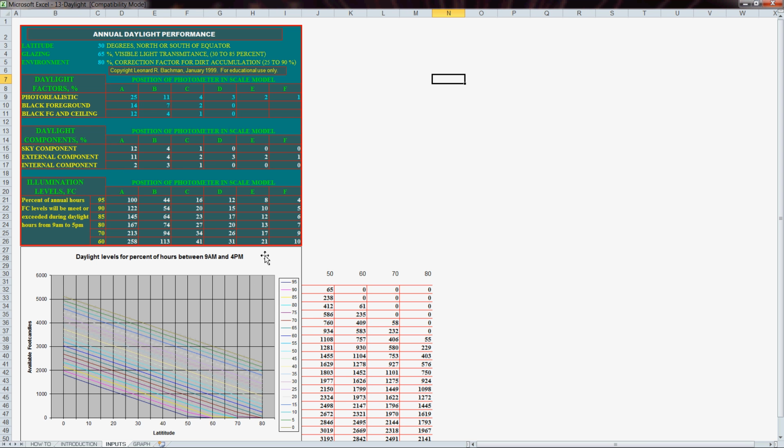To explain, well, if we enter our latitude, the glazing visible light transmission, and the correction factors for dirt accumulation, which you can get in your textbook from table 14.5. This also simulates very directly figure 14.27, which lets us estimate for a given latitude about how many foot candles of daylight illumination are available, what percentage of the year during daylight hours.